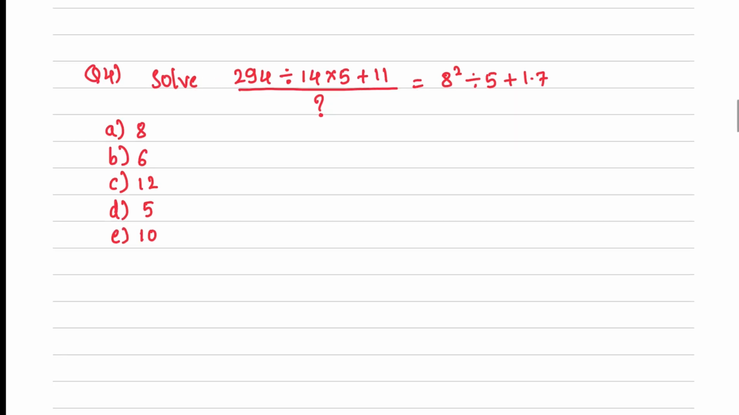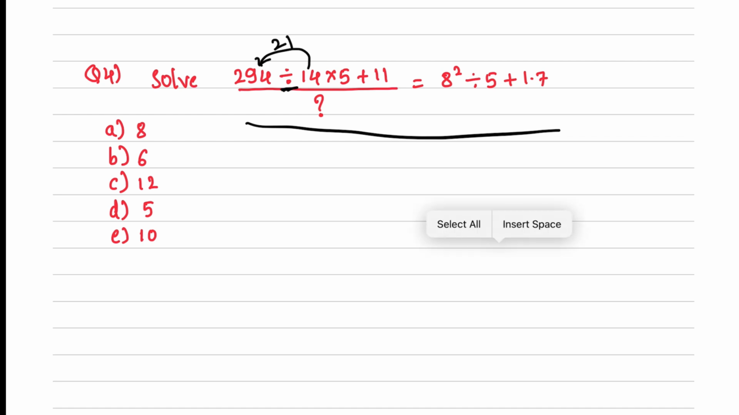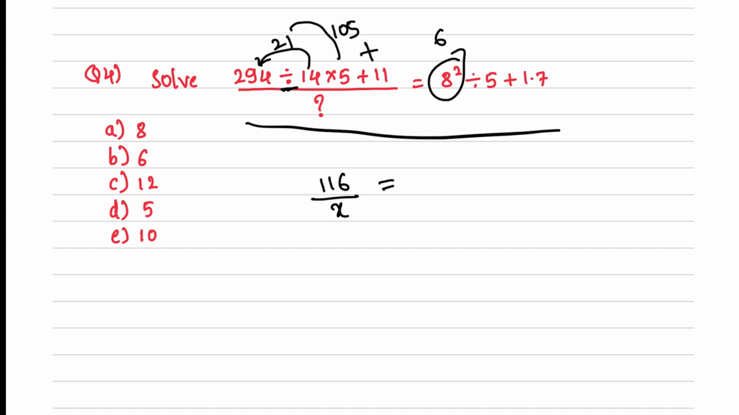See the fourth question. Even this you can solve in the mind only. As you already know the BODMAS rule, first we have to do the division. So 294 divided by 14 will be 21, and now 21 into 5 will be 105. So 105 plus 11 will be 116 by, take it as x, equal to, so 8 square will be 64.